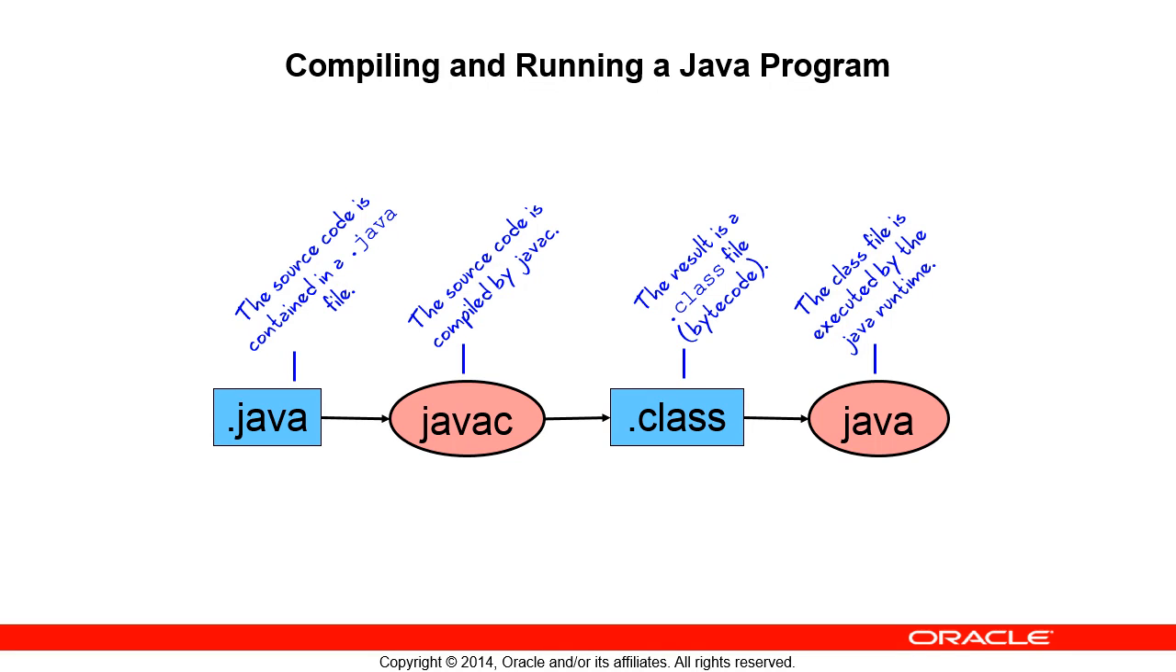Then you use the javac executable to compile the source code. The C stands for compiler. It compiles the source code into a bytecode file with the extension .class. This is called a Java class. You use the java executable to run the Java class. This is your Java program.